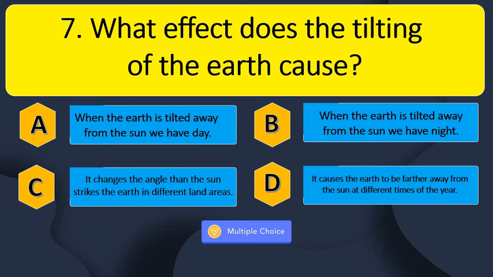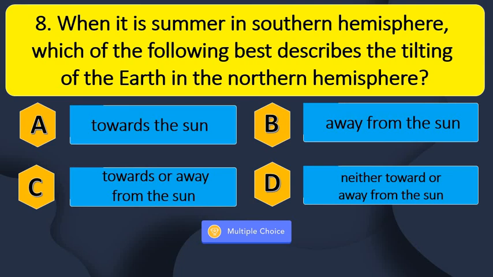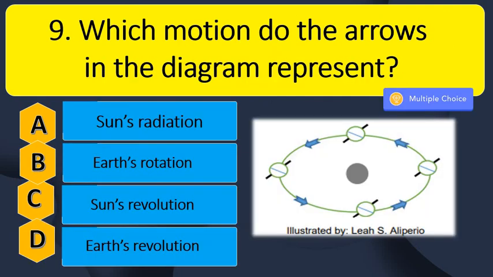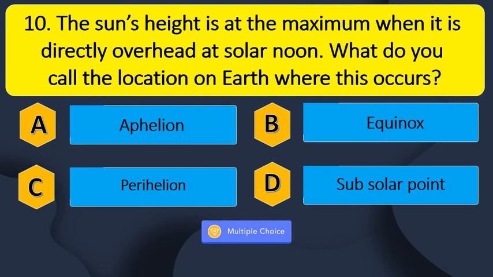It changes the angle at which the Sun strikes the Earth in different land areas. Number 8, when it is summer in the Southern Hemisphere, which of the following best describes the tilting of the Earth in the Northern Hemisphere? Correct, it's away from the Sun, letter B. Number 9, which motion do the arrows in the diagram represent? Correct, it's the Earth's revolution, letter D. Number 10, the Sun's height is at the maximum when it is directly overhead at solar noon. What do you call the location on Earth where this occurs? Correct, and that is sub-solar point, letter D.